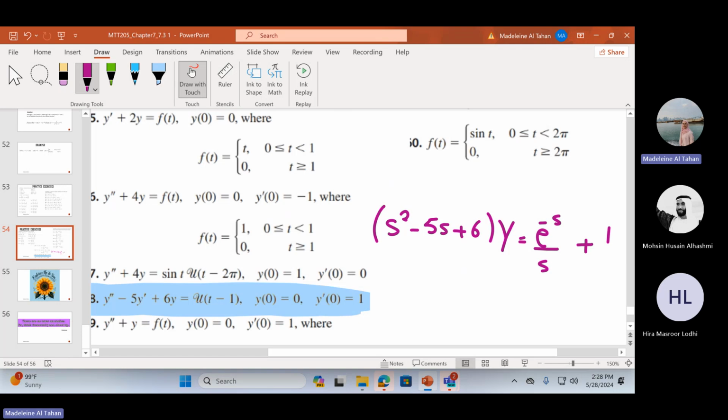When we have e to the power negative s in one term and something without e to the power negative s, don't take a common denominator. The one that contains e to the minus s stays alone and the other one alone as well. What will we have for Y now? e to the minus s over s. This one, how can we write it? s minus 2 times s minus 3, right?